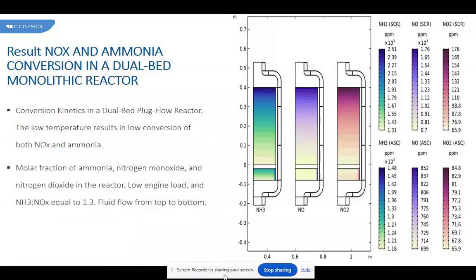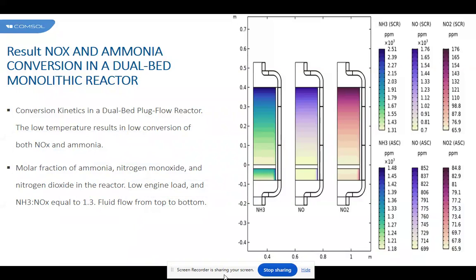In the name of Almighty God, I am Master Sankoshi, and today I want to talk about nitric oxide and ammonia conversion in a dual bed monolithic reactor. This example illustrates the modeling of a dual bed reactor for exhaust gas treatment in a heavy duty diesel truck.